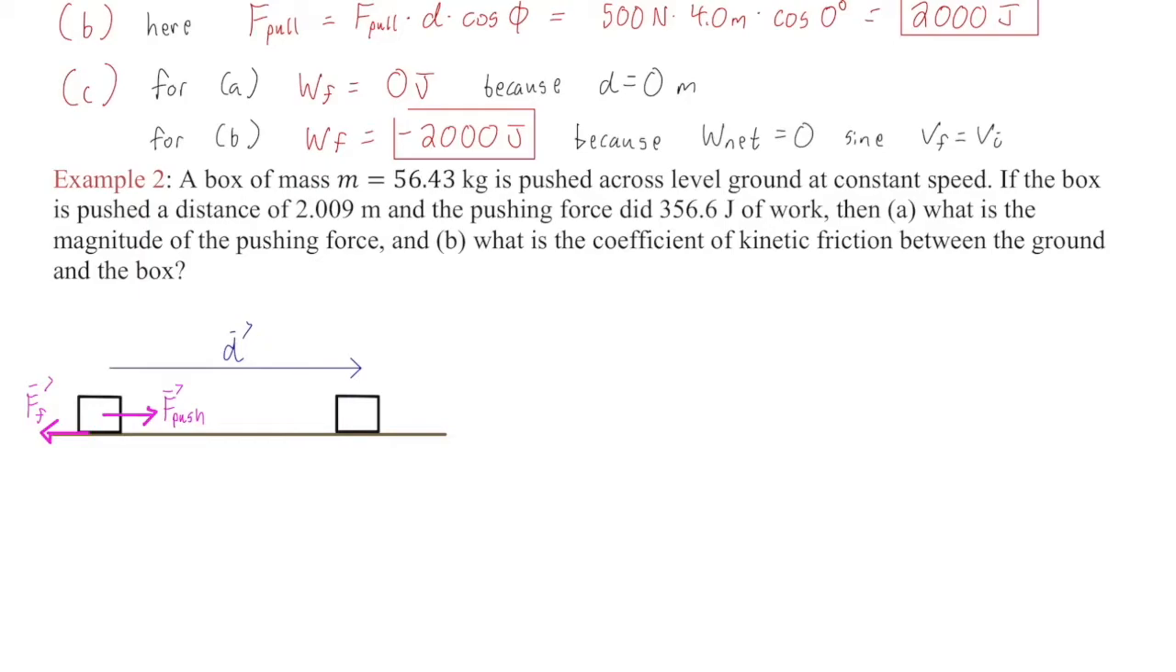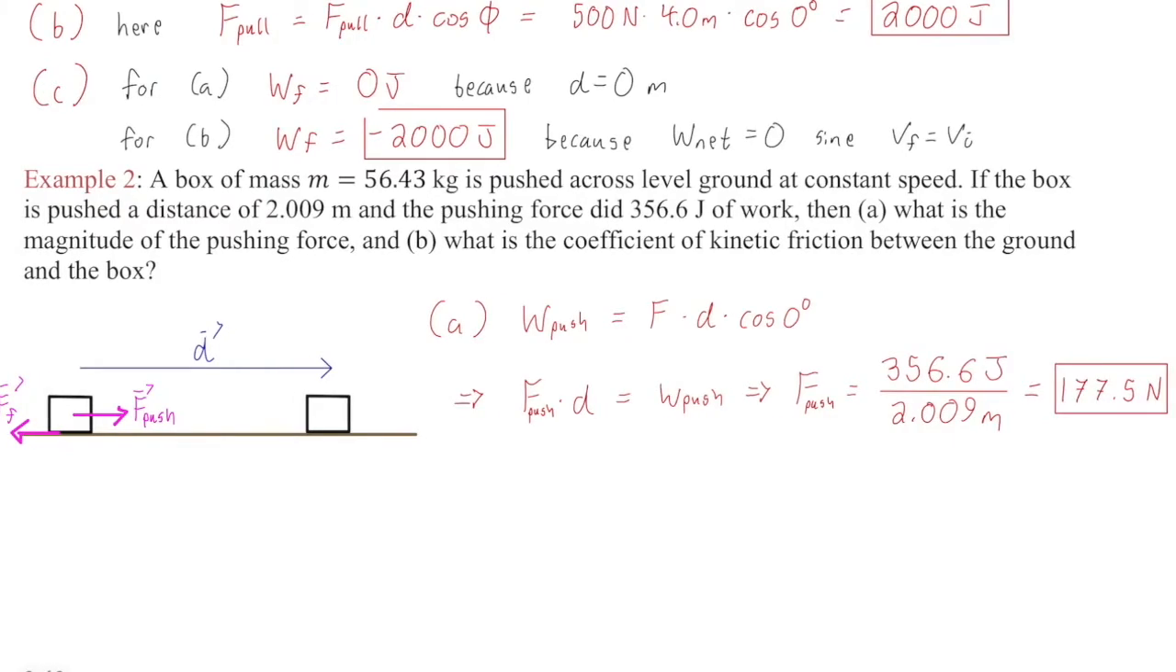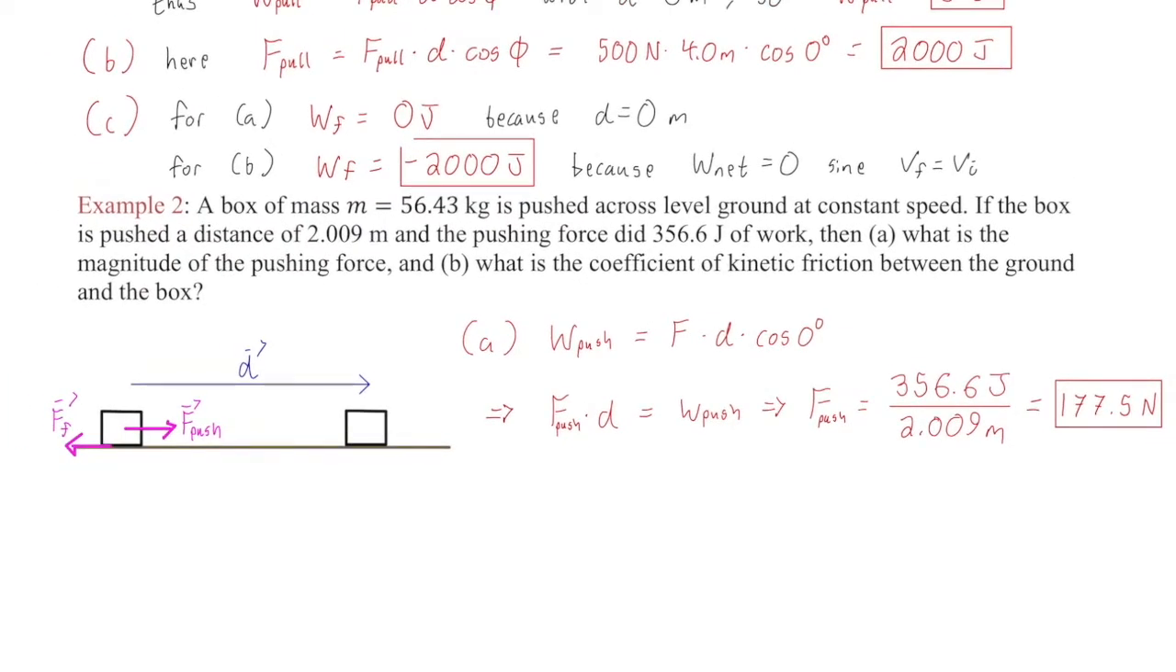So let's take a look. Here's our picture. Just like the couch, there is a pushing force moving parallel to the displacement vector, and there's a friction force moving anti-parallel to the displacement vector. Anti-parallel, by the way, means the opposite way. So for part A, work of push is F times D times cosine of 0. That means F of push times D is just the work of push, because the cosine of 0 is just 1. Then I can solve for F push, which is just the work in joules I was given divided by the displacement I was given. That tells me that my pushing force is 177.5 newtons. Excellent, done. We found the pushing force based on the work and the displacement that we were given, and the angle, I suppose.